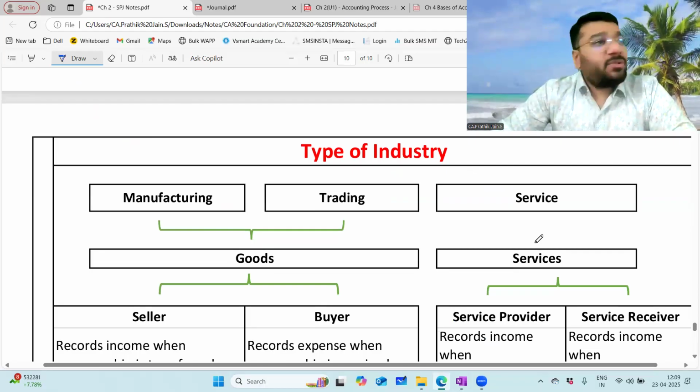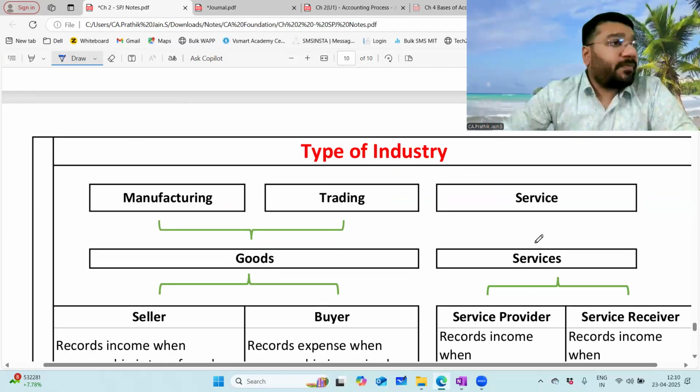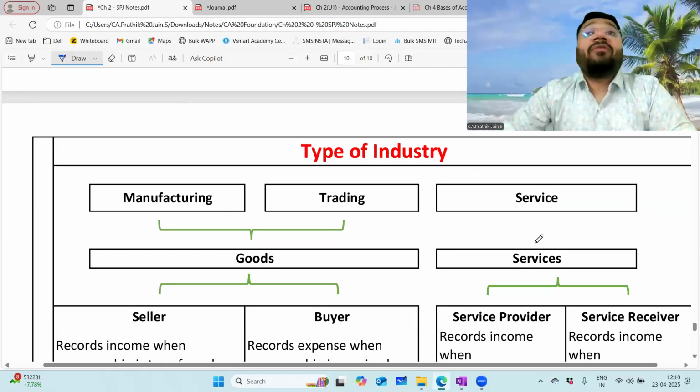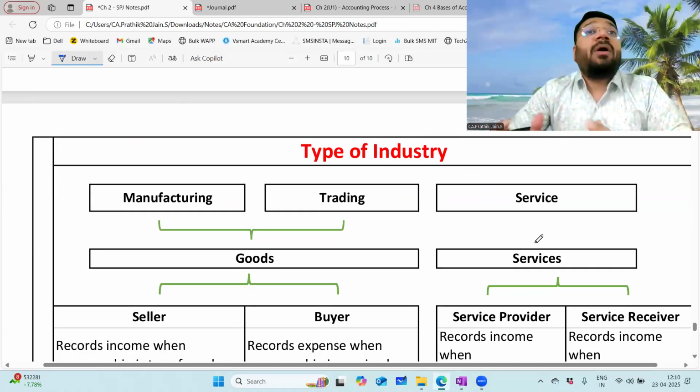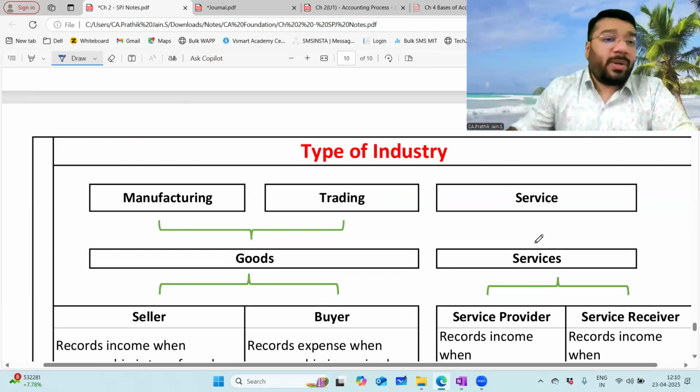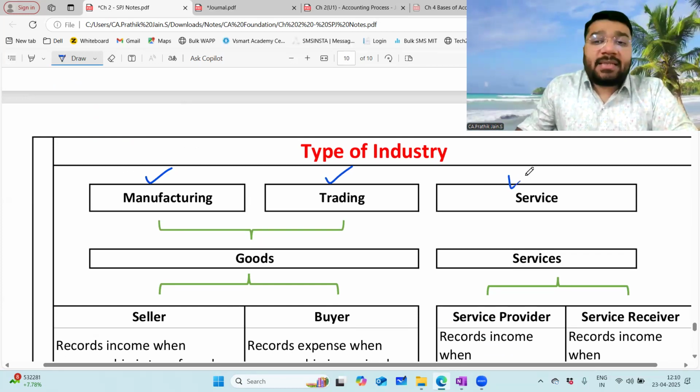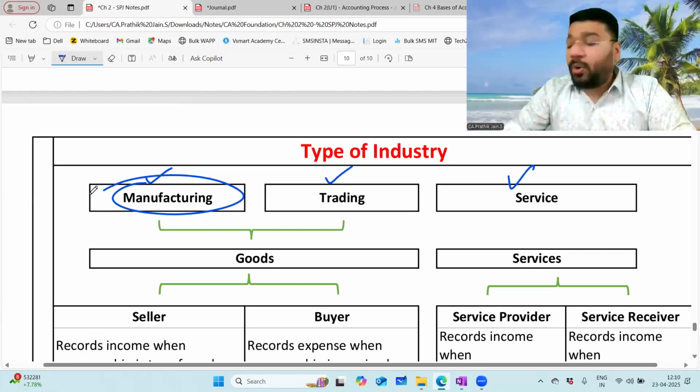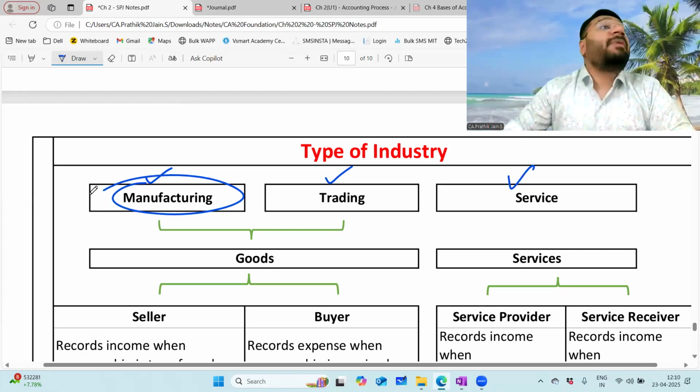Any enterprise that wants to do business has to be a part of industries. So in our country, how many broad classifications of industry are there? There are 3 broad classifications: manufacturing industry, trading industry, and service industry. Manufacturing industry, what do they do? They do manufacturing.